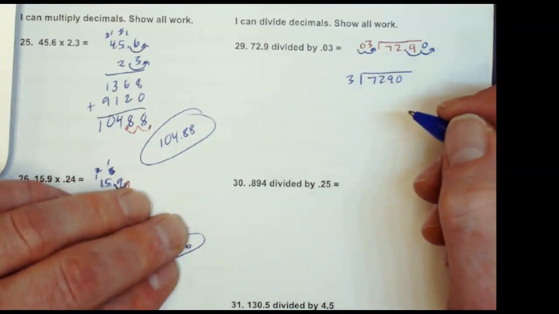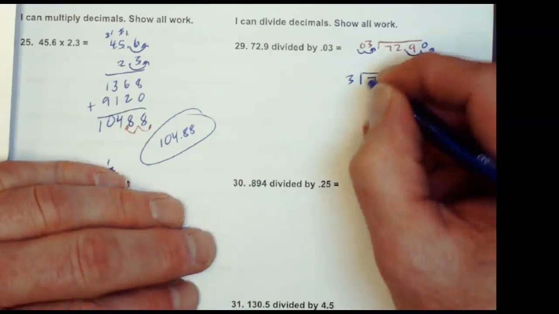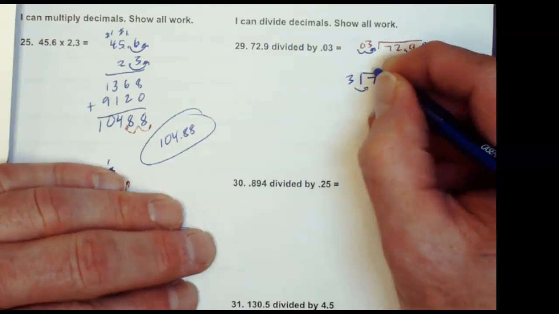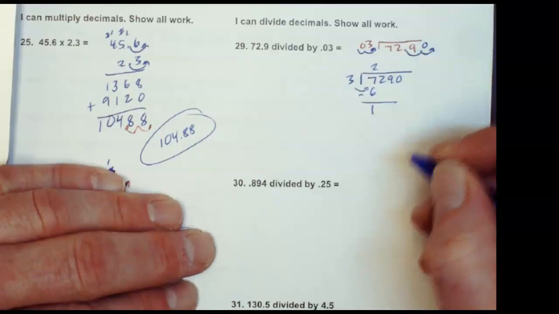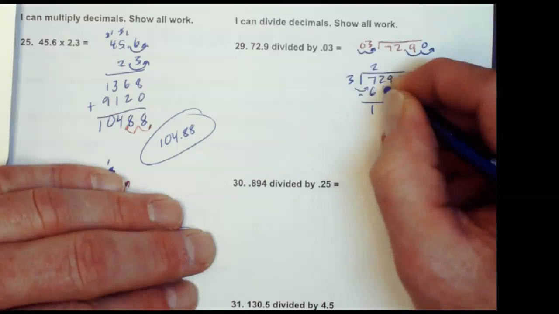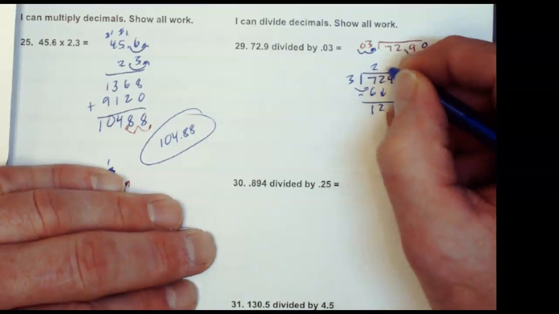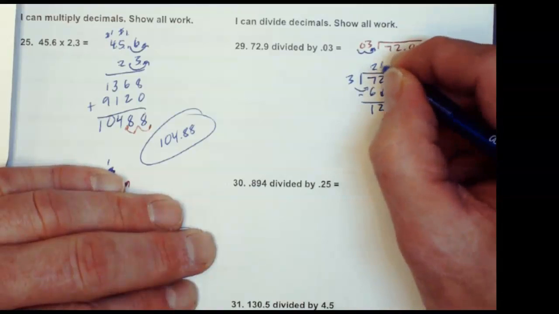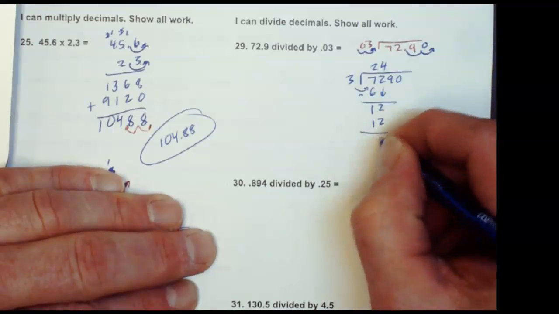Well, this is actually pretty simple division, isn't it? Not that big of a deal. 3 goes into 7 2 times. That's 6. I can subtract out, and I've got 1 remainder. 3 doesn't go into 1, so I bring down the 2. 3 will go into the 12 4 times. 4 times 3 is 12. I can take and subtract that. I've got 0.